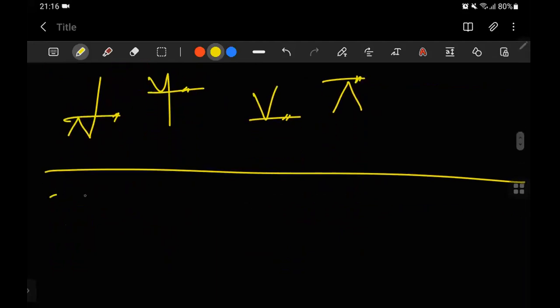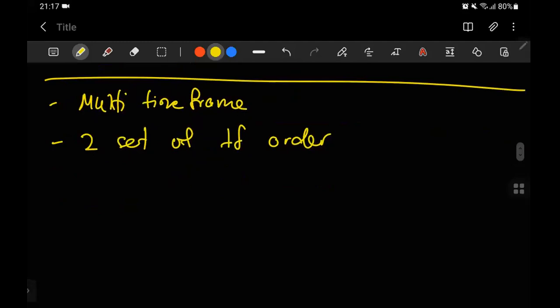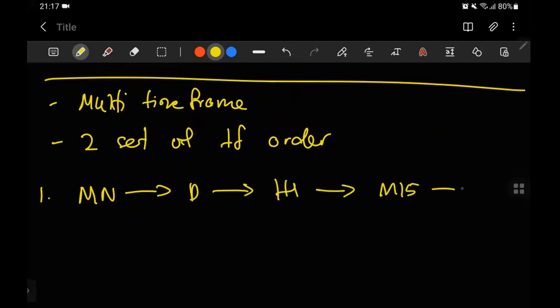So for the multi-time frame, we have two sets of time frame order. The first set is monthly, daily, H1, M15, M1. The second set, we have weekly, H4, M30, M5.